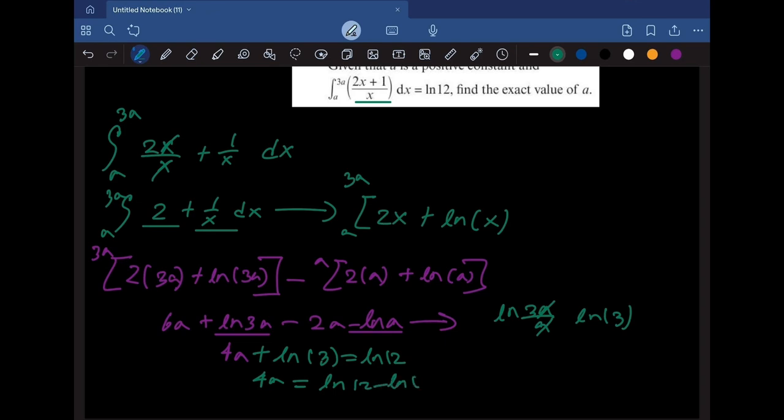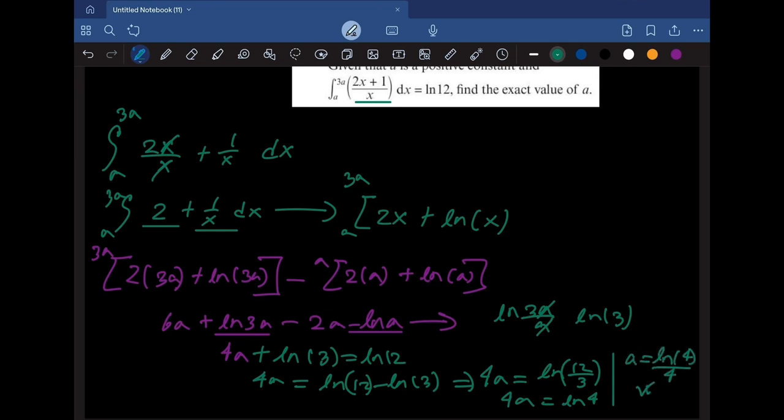So 4a is equal to ln 12 minus ln 3, which can also be written as 4a is equal to ln 12 by 3, which is 4a is equal to ln 4, right? And a is equal to ln 4 by 4. So basically this is our final answer. Hopefully you guys understand, when we subtract ln, subtraction of ln means the values inside the ln are getting divided.